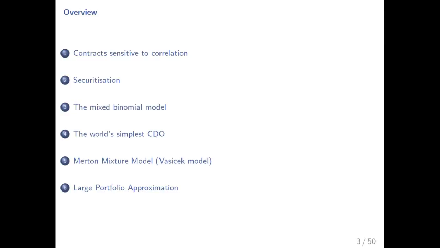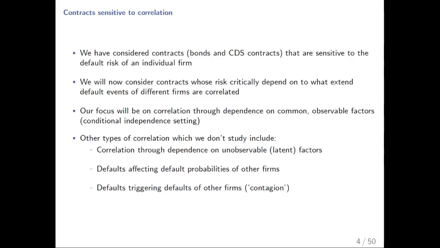We're going to think about what securitization is, and then the models we're going to consider start with a well-used model called the mixed binomial model, and we're going to use it to price a CDO. Then we're going to look at some more complicated models, and we're going to end up with something called the large portfolio approximation, which is due to Vasicek.